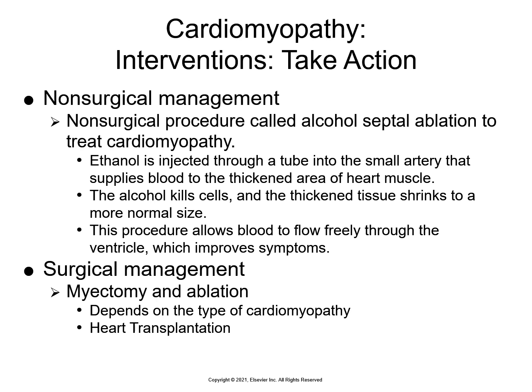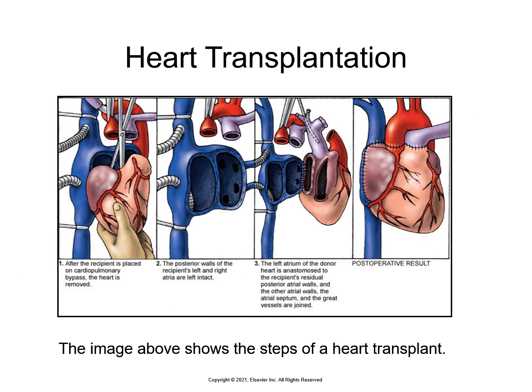And also they can put in a pacemaker. This is to help control dysrhythmias, and it uses electrical pulses to prompt the heart to beat at a normal rate. And of course, what they do depends on the type of cardiomyopathy, and the ultimate cure is, of course, a heart transplantation. Now, this shows you on this slide how they actually do a heart transplant.